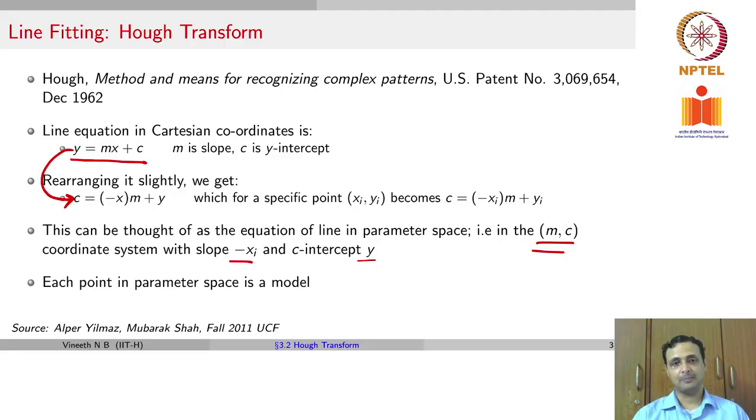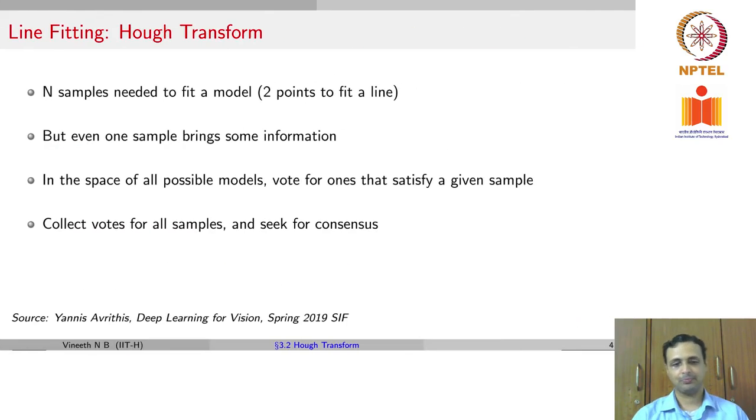In this kind of a context, every point in the (m, c) space becomes the equation of a line in the xy space. Remember, for every choice of m and c, you will get the equation of a line as we see here. And every point in the xy space similarly would become the equation of a line in the mc space. There is a dual correspondence between these two spaces. So what do we do with this?